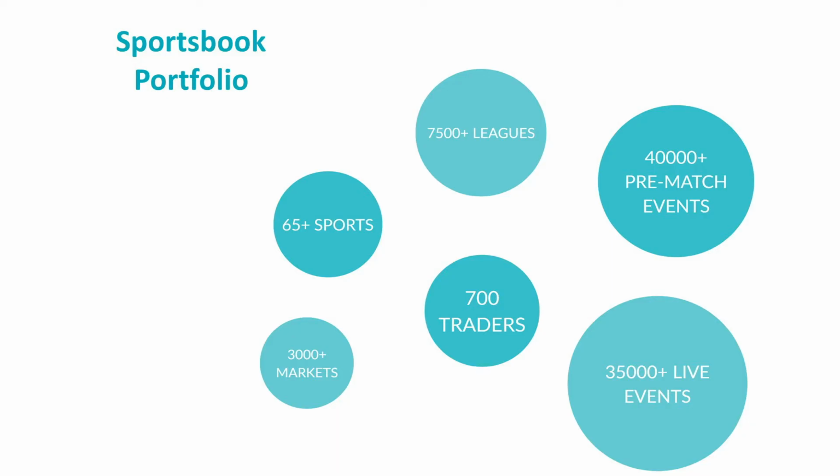This is a very general but at the same time very interesting question. When we talk about sportsbook, I think there are three things that we need to keep in mind when we talk about sportsbook portfolio. Number one is the content. What kind of content does the sportsbook offer to its customers? In our case, it covers more than 65 different sports.